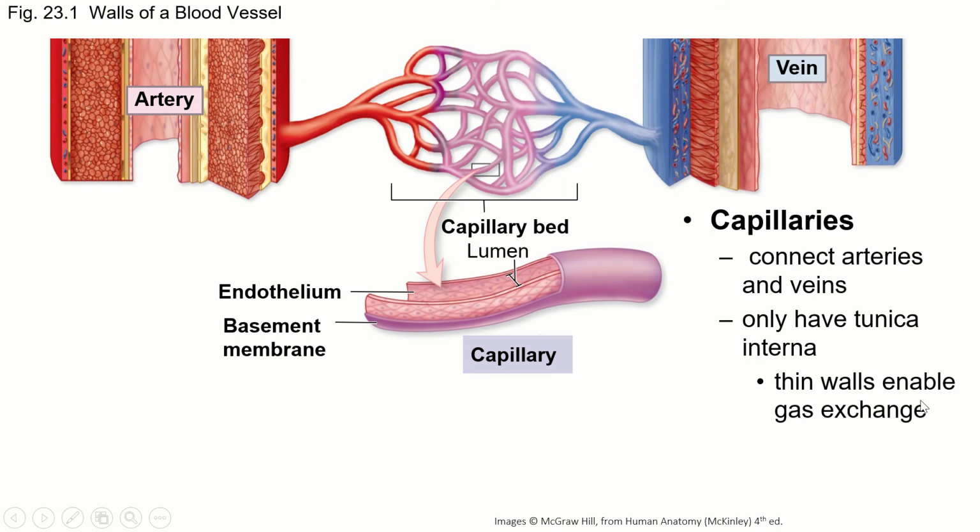All right, now capillaries connect arteries and veins. They have only the tunica intima and a basement membrane, and that's all. Because the walls are so thin, gas exchange is really, really easy, and oxygen and carbon dioxide are going to diffuse very, very easily across the walls of the capillaries.